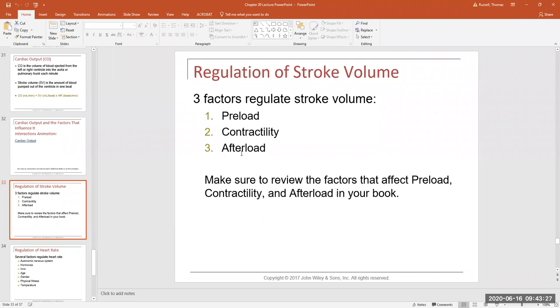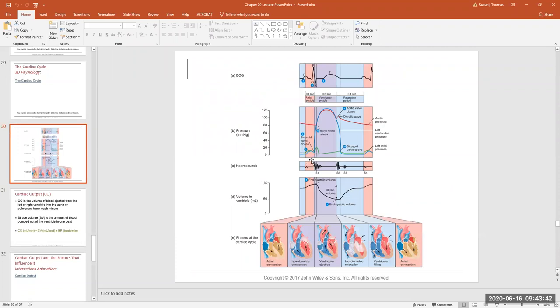The afterload basically is the bottom number of your blood pressure. The afterload is the pressure that the ventricles have to generate or overcome before the semilunar valves can open. So let's say here's aortic pressure on my chart again, if we go back. So the aortic pressure, the bottom number, is around 80 on this chart. So the pressure in the ventricle has to rise above the pressure that's in its artery before the semilunar valve can open, and thus blood will be ejected out.